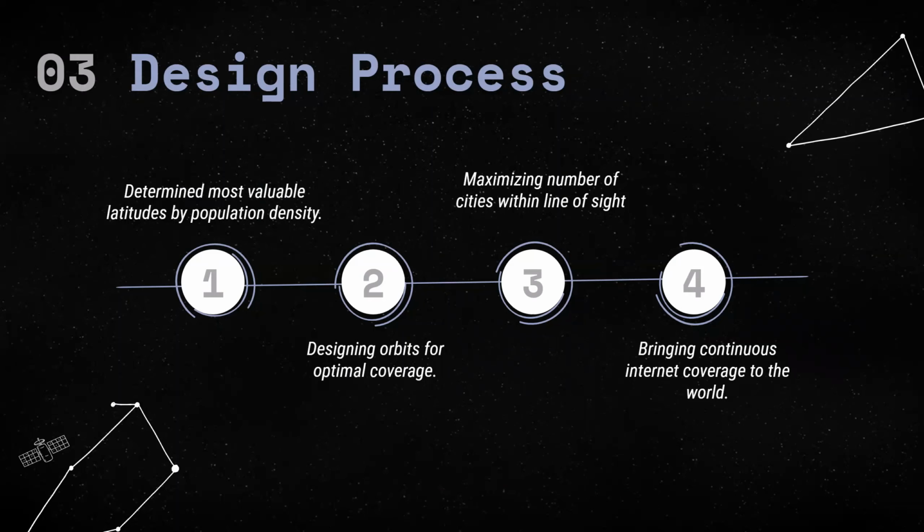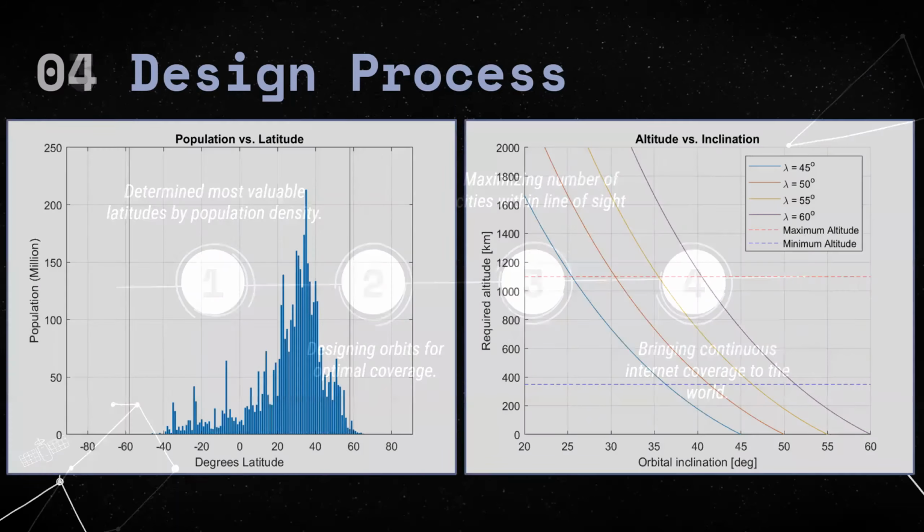So obviously constellations, we know, have our 6 orbital elements, and the ones that were most prominent here in order to design our constellation were semi-major axis and inclination. We wanted to reach the most valuable latitudes without going too far over that, and that's how we approached that portion of our problem. And the end result was bringing continuous internet coverage to 95% of the world's population.